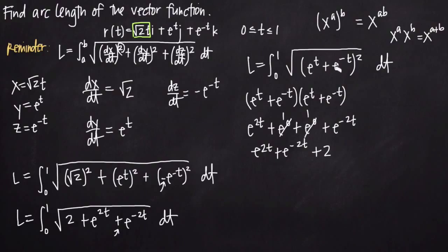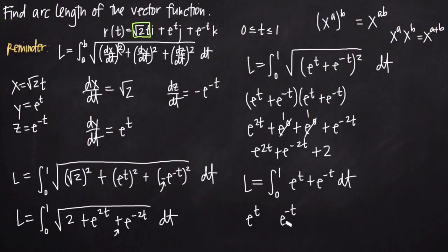So that one's a little bit difficult to see, but you always want to try to factor if you can. Because now we have this perfect square, and when we take the square root of a perfect square, those things cancel. We're left with L is equal to the integral from 0 to 1 of e to the t plus e to the negative t dt. Now, of course, we can go ahead and take our integral because both of these terms are easy to integrate.